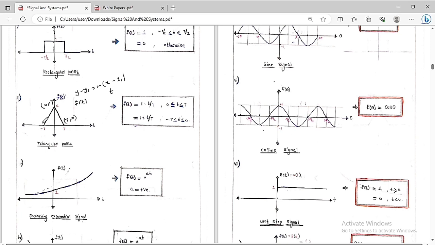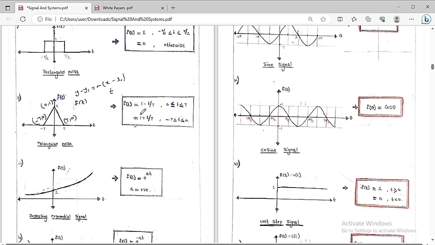Similarly, if you want the expression of the function from -T to 0, the same thing applies. Here the point is (0, 1), and here the point is (-T, 0). Same thing: y - y1 = m(x - x1), where m is (y2 - y1)/(x2 - x1). Here y is nothing but f(t). We substitute everything and simplify, and we are going to get the expression for this one and for that one also.